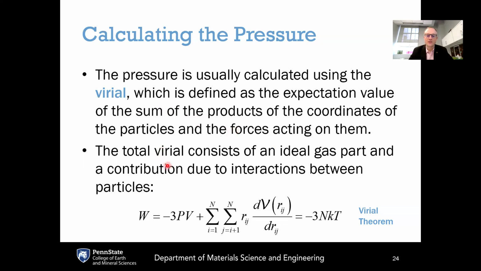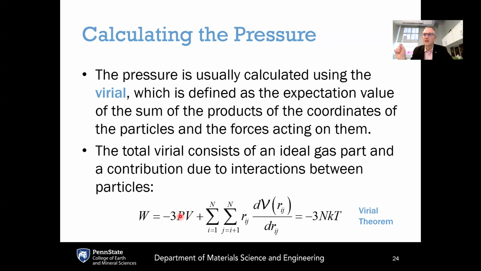The total virial consists of an ideal gas part, which is shown here, and a contribution due to the interactions between particles, which is this second term. And the virial theorem here states that this virial, which has the ideal gas contribution and the contributions due to the interactions, is equal to minus 3NkT. And then what we need to do, in order to maintain the constant specified pressure, is adjust the volume of the system to maintain that pressure. So the volume can either expand or contract in order to maintain the constant pressure.